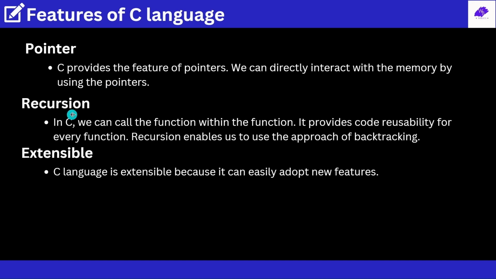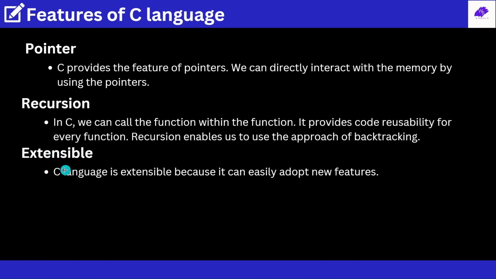Next is recursion. In C, we can call a function within a function. It provides code reusability for every function. Recursion enables us to use the approach of backtracking. As we have discussed, recursion indicates calling a function inside the function. So we only have to write the function one time, and we can run it as many times as we want inside the same function. So it is known as recursion. It is a separate topic, and we will discuss it in detail in a further video.